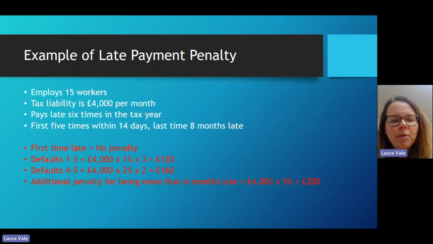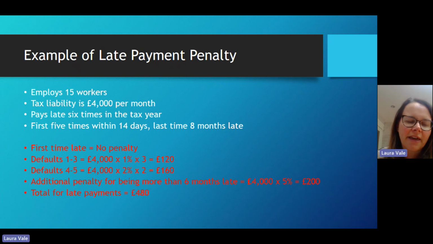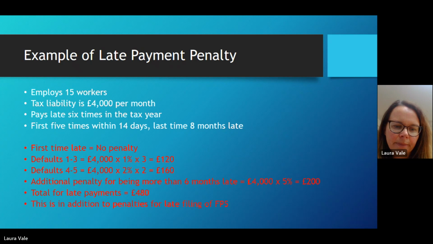And then we have the additional penalty for that last one that's more than 6 months late, but less than 12 months late. So the additional penalty is £4,000 at 5%, which is a further £200. So altogether there, we've got £480 of penalty for the late payment. And remember, that's in addition to the penalties for the late filing of the FPS that we saw in an earlier video.